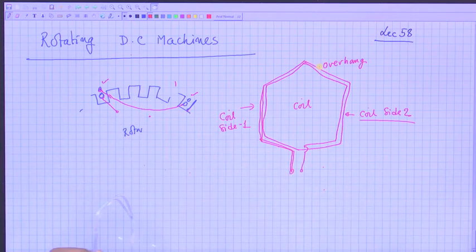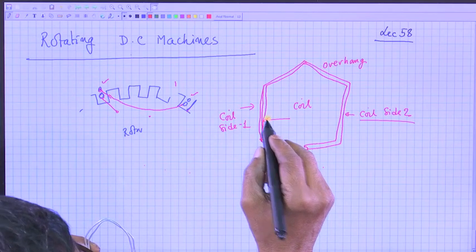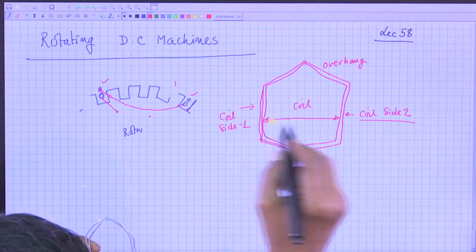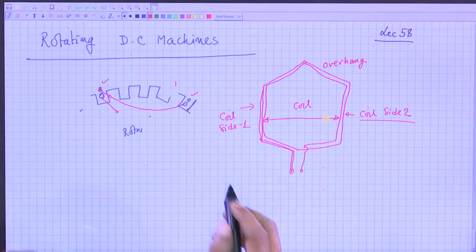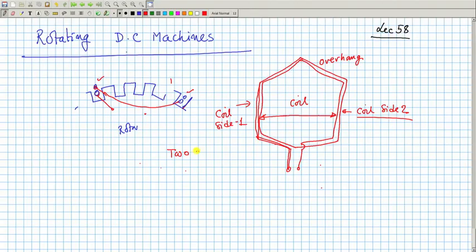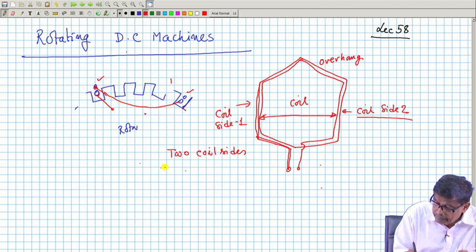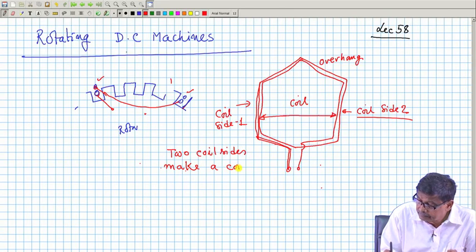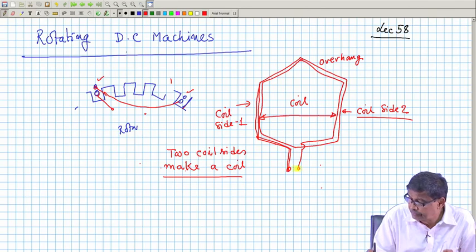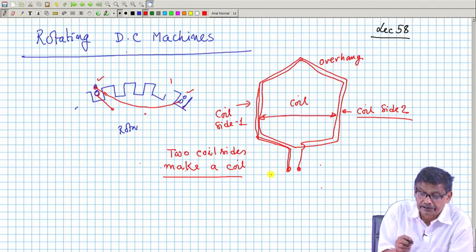Now, the big question is: what should be the difference in number of slots between these two coil sides? So, two coil sides make a coil, remember this, with two very distinct terminals, that is all, and all coils are identical.